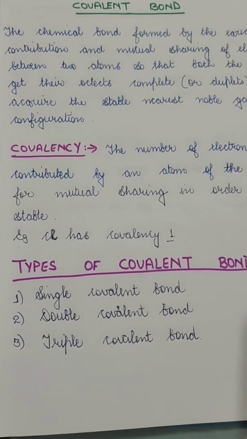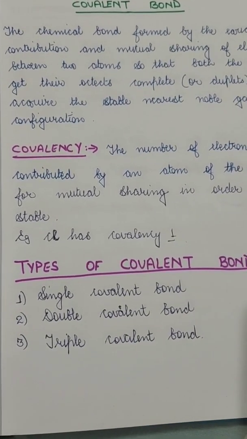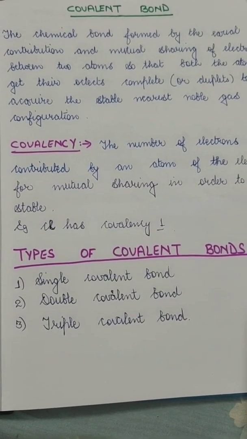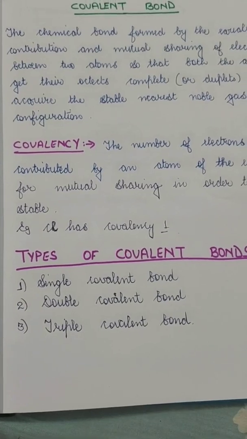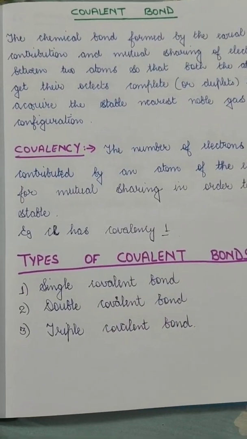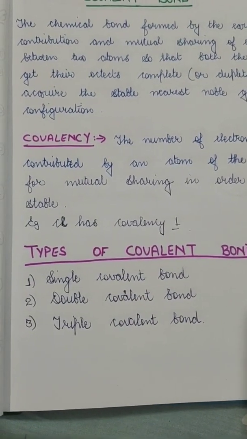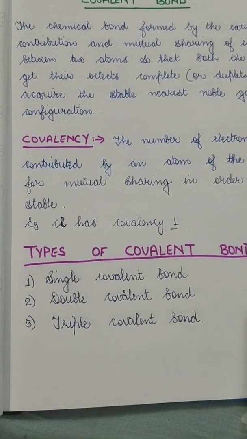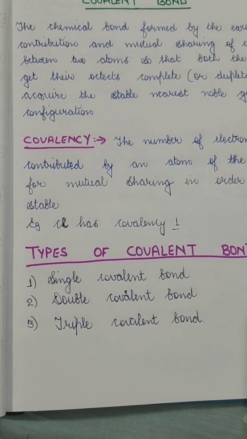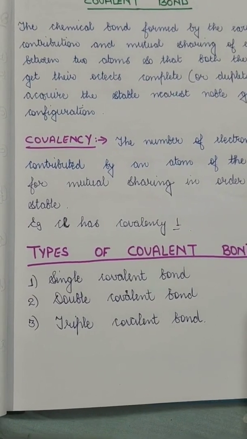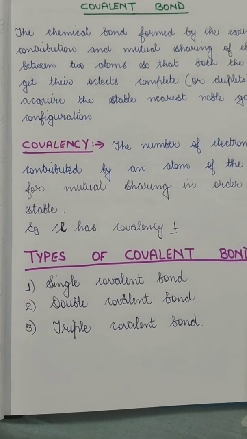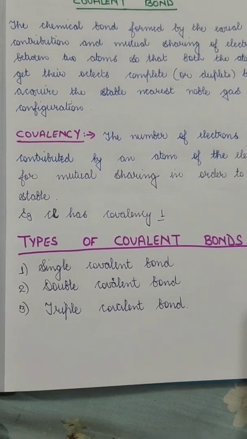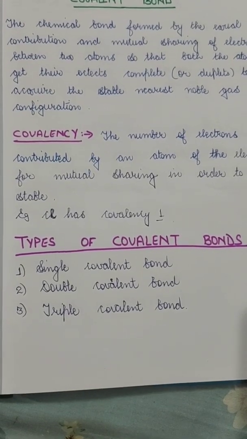electrons of two atoms. So the definition goes as: the chemical bond formed by the equal contribution and mutual sharing. Now the term mutual here means that both of the atoms need electrons, and in order to have the electrons, they share them, from which both of them benefit mutually. So there is a mutual sharing of electrons between two atoms so that both atoms get their octet complete.